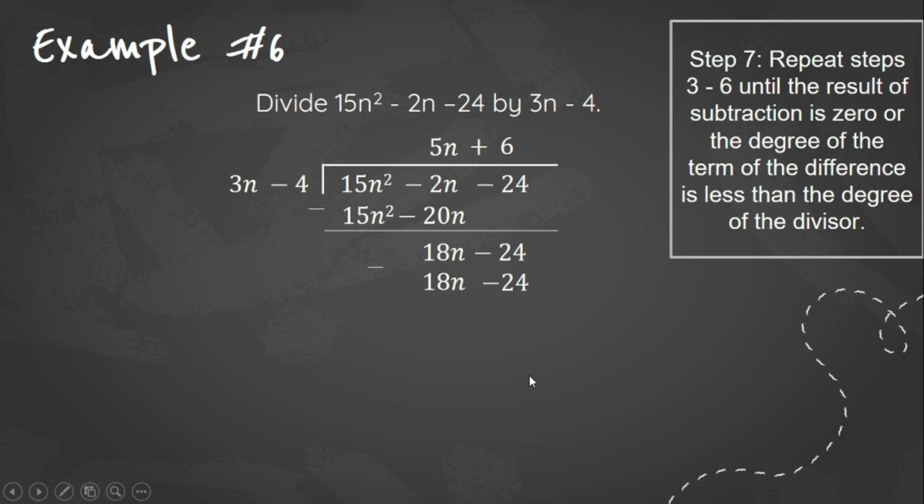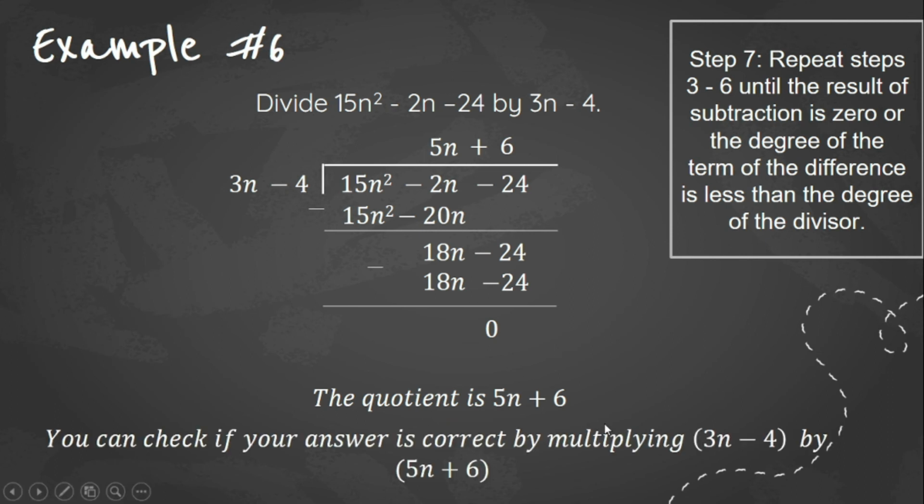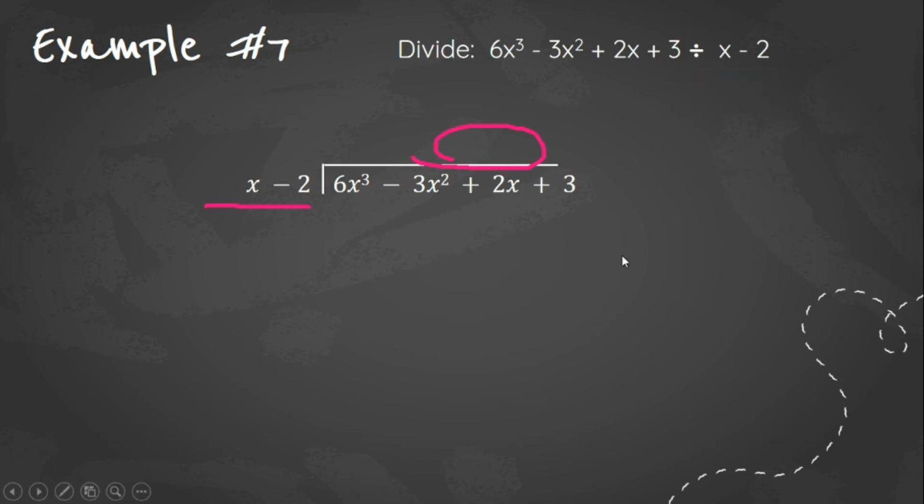And subtracting these two, that will give us 0. So, doon na tayo mag-stop. And then, this is our final answer. Therefore, the quotient is 5n plus 6. And you can check this also if your answer is correct by multiplying yung ating divisor sa naging sagot natin or sa ating quotient. Okay? So that is for division.